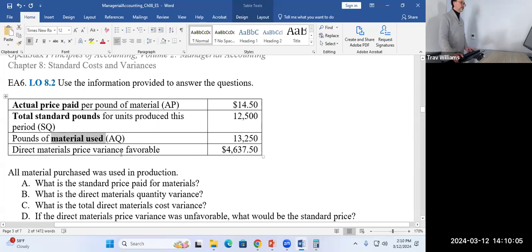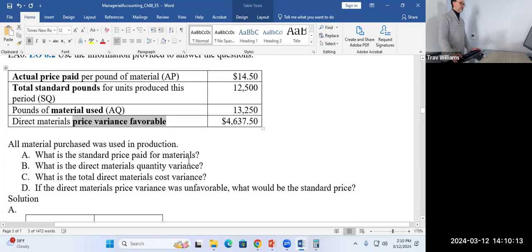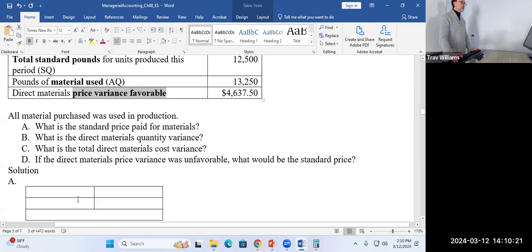And then they gave us the direct material price variance, which is favorable. But they didn't tell us the standard price. We have to figure that out. We can use that same box, that same table that we just used. We're just going to use it differently. So I'll tell you what, let's fill in the formula to start with.